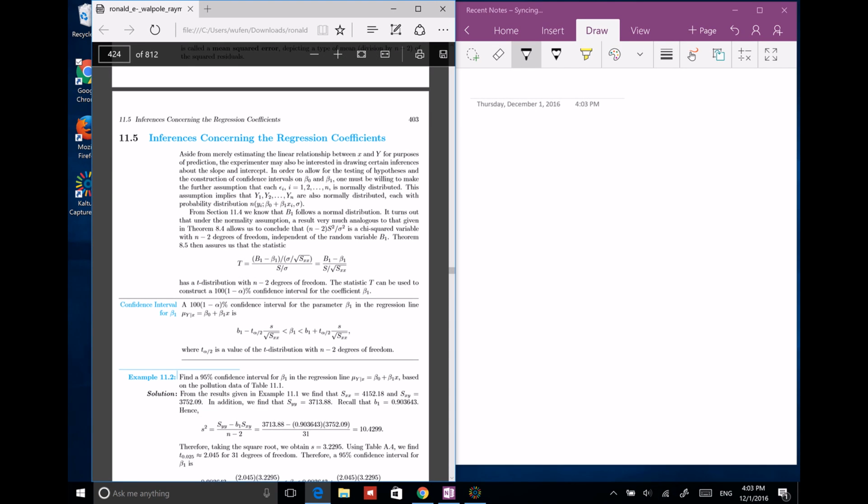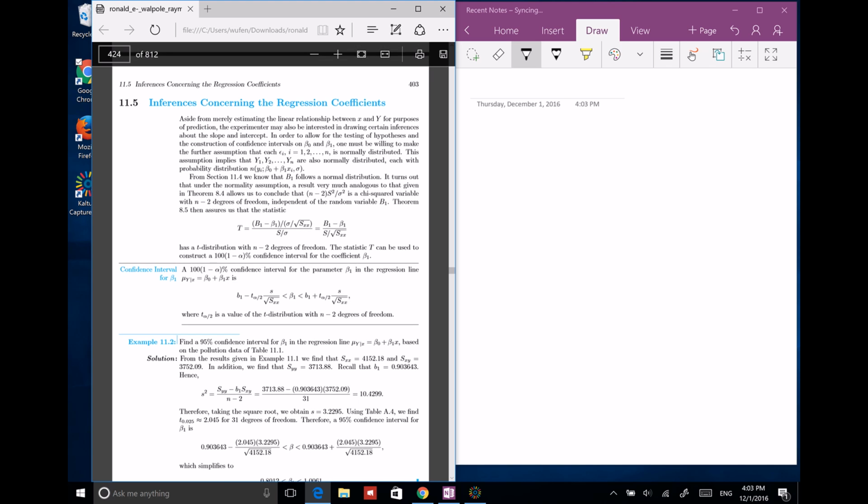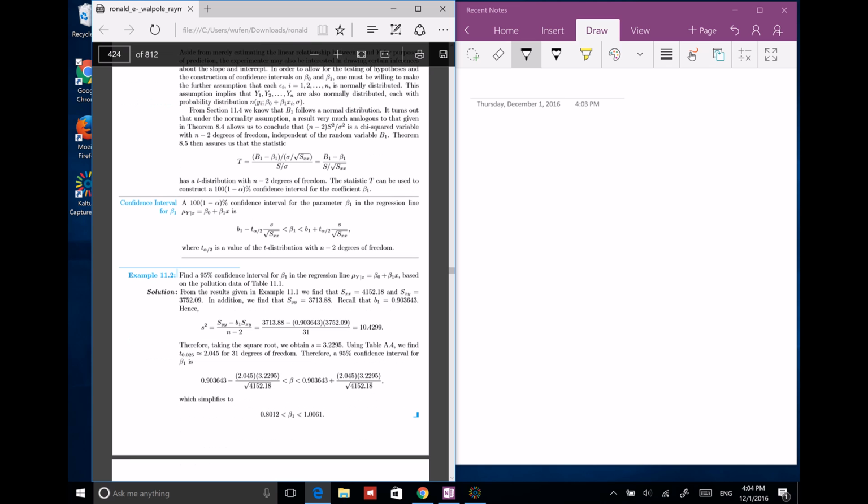11.5 is inference concerning regression coefficients. Basically this section tells you whether this regression line is good or not good, whether it is a linear model or not a linear correlation. So what do we do? You look at the example.